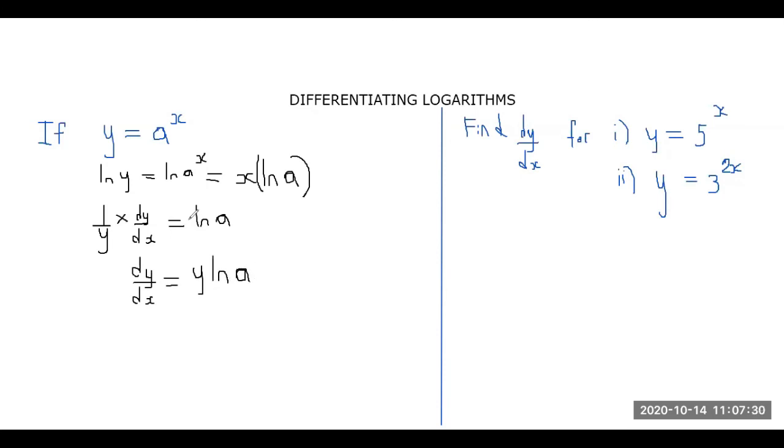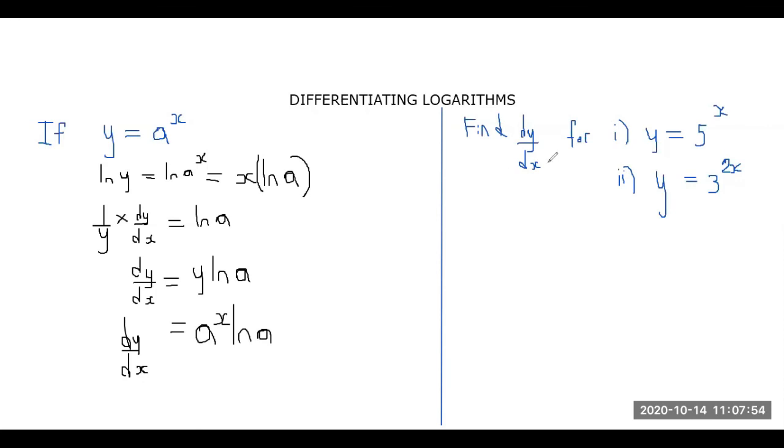But then what is y? y from the question is a to the power x. And so dy by dx is a to the power x times ln a. That is dy by dx when you're differentiating a to the x: a to the power x times ln a.